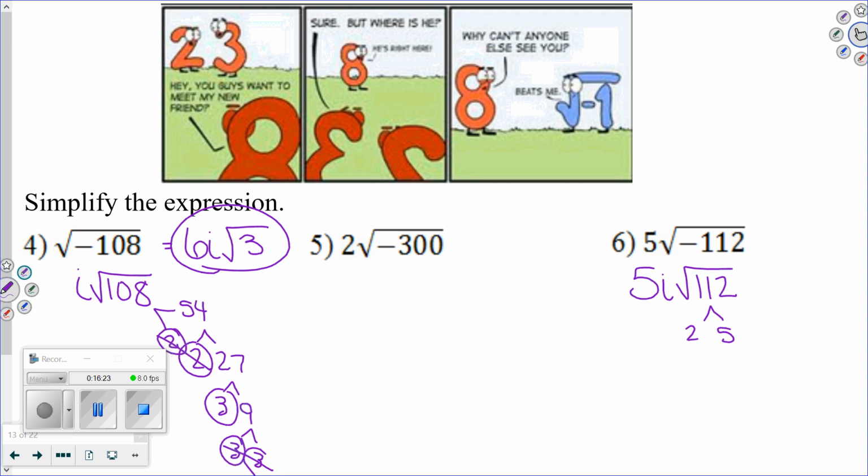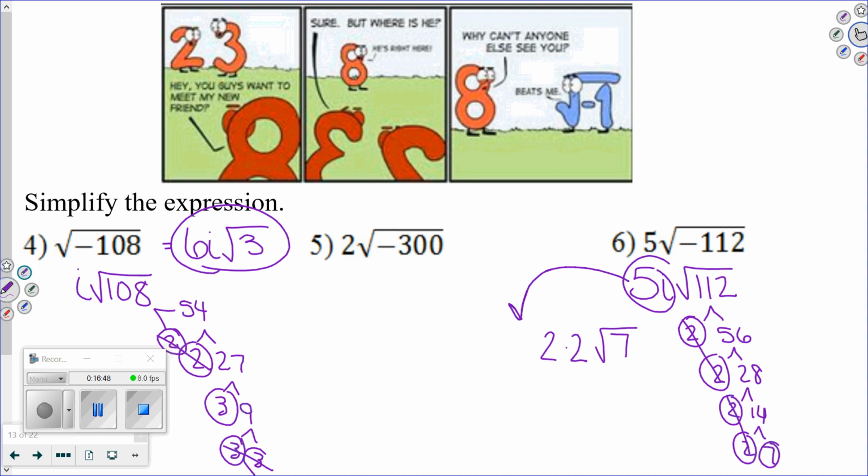So I'm going to go 2 and 56, 2 and 28, 2 and 14, just to be obnoxious, and then another 2 and 7. All right, so we have 2 pairs of 2s, right? 2 and another 2. I have a leftover 7. Don't forget the 5i is already out front. So 5i times 2 times 2.